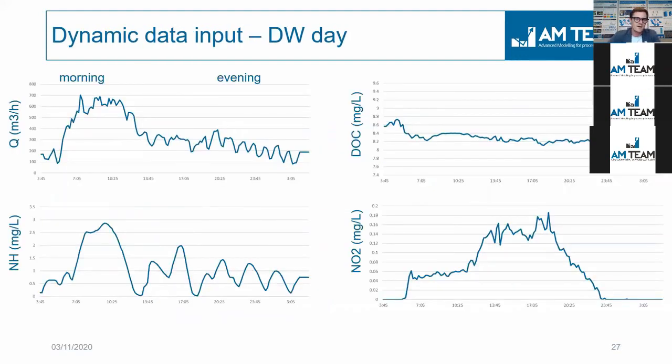Some inputs we got: flow rates, ammonia, DOC profiles. This is a typical day profile. Of course, we did some longer data collection, but this is just one day, 3 a.m. to 3 p.m. You see the flow increasing in the morning. These are the typical patterns observed in wastewater treatment plants.